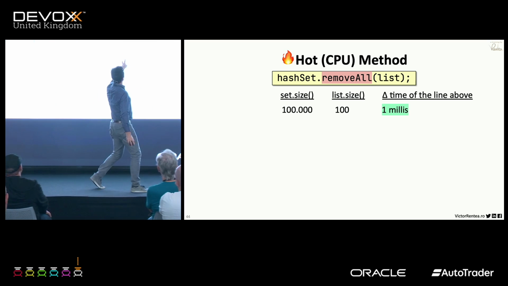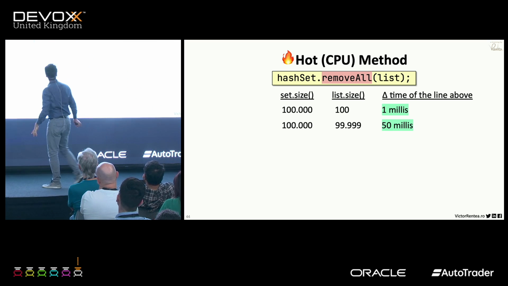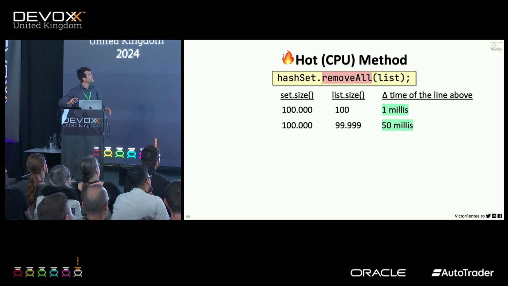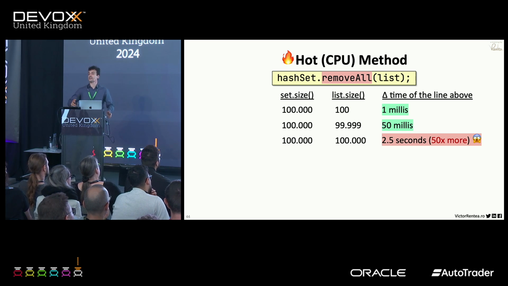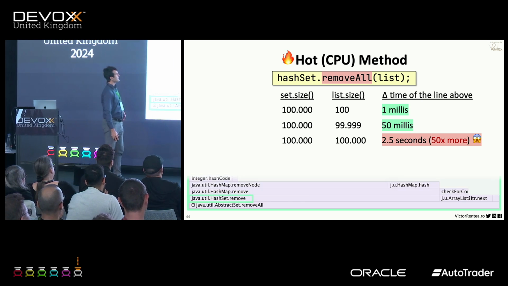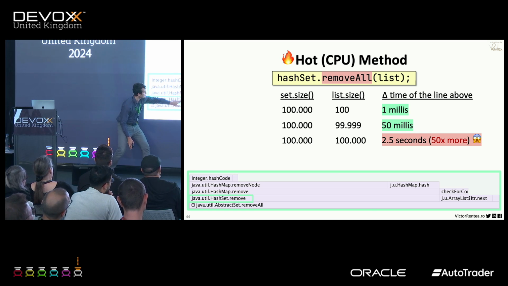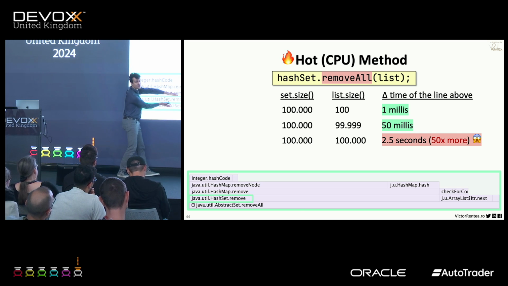So of 100,000, if you remove 100, it takes 1 milli. If you remove 99,099, it takes 50 millis. If you remove one more, it takes 2.5 seconds. What the hell is going on? Just JFR this. It will show you that the first green part looked like this: HashSet remove. How fast is HashSet remove?